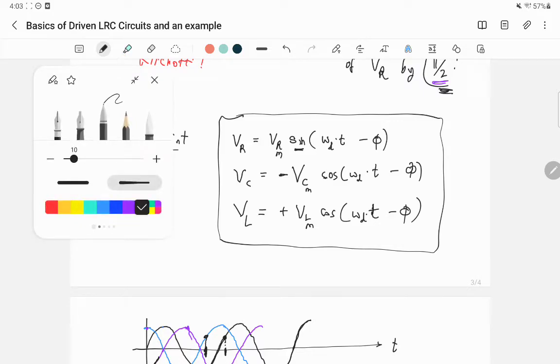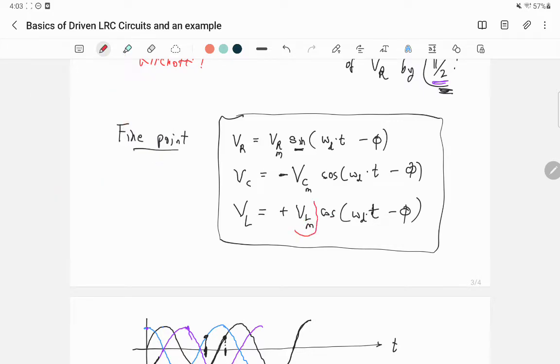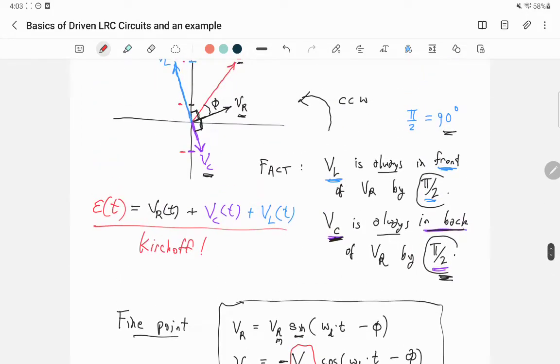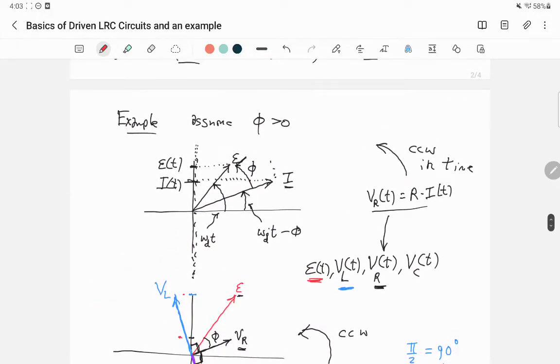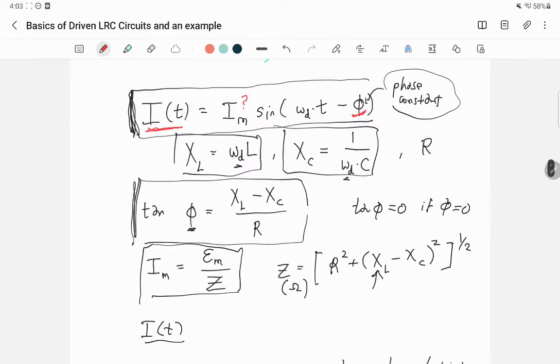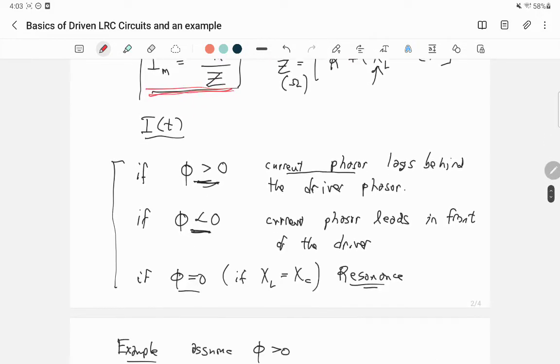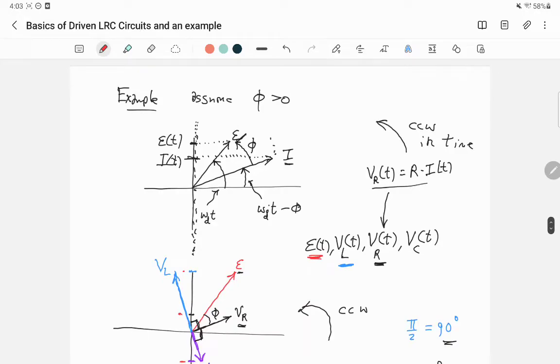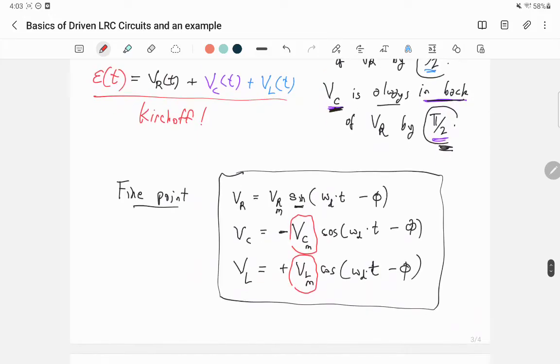You need a way to be able to say what these max values are, right? Did I already tell you about V sub R? Let's see. Yeah. So I told you that I sub m is given this way. Here's I sub m. And so since I sub m is going to be here, then V sub Rm is going to be R times I sub m, right? Right here.